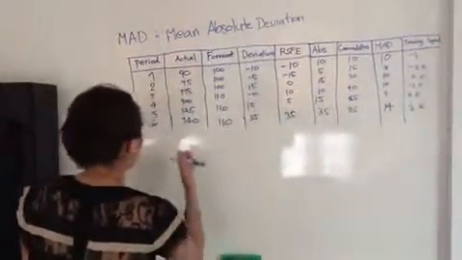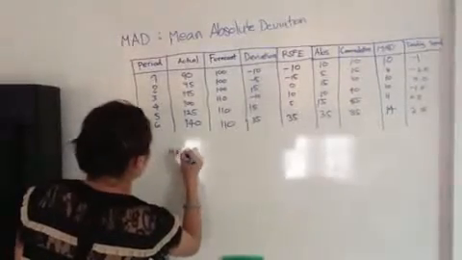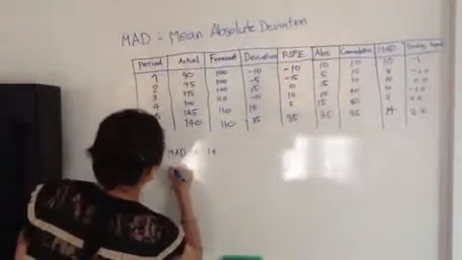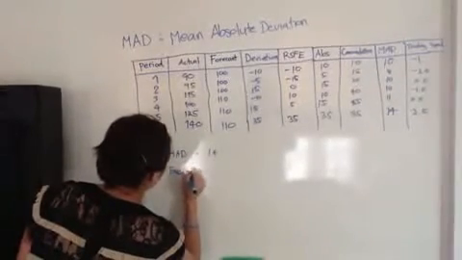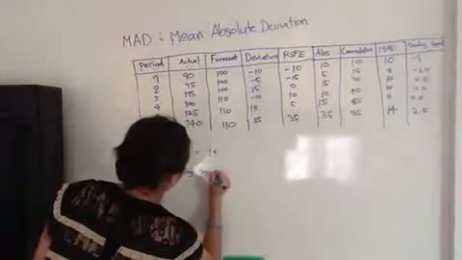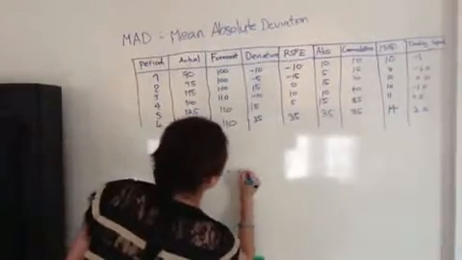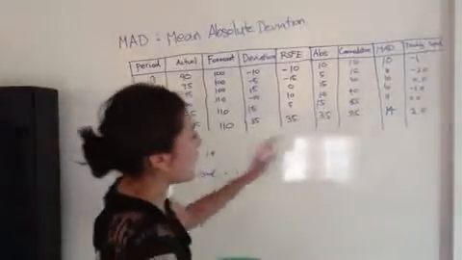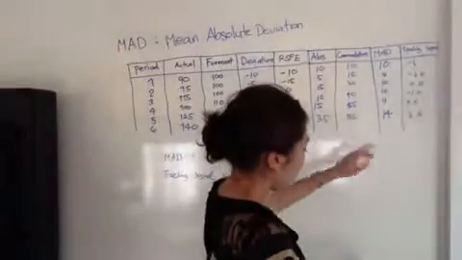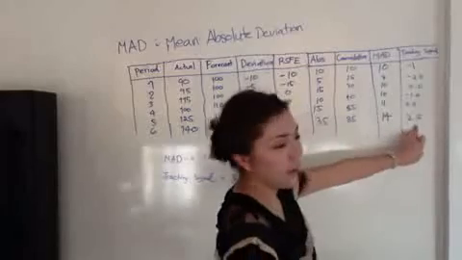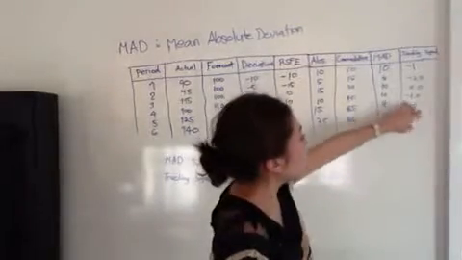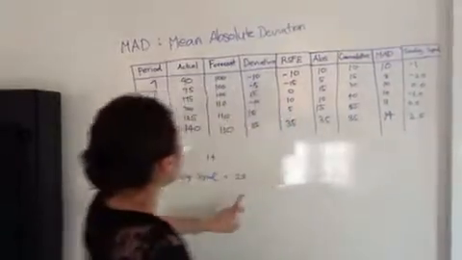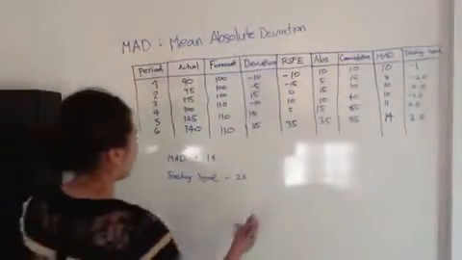So in conclusion here, MAD is equal to 14, and the tracking signal equals 2.5. As I said before, the error should swing no more than 2.5, which is at the 6th period. So you can see above here, the rest of the periods up to the 5th are no more than 2.5, which means that this method, the MAD method, is acceptable.